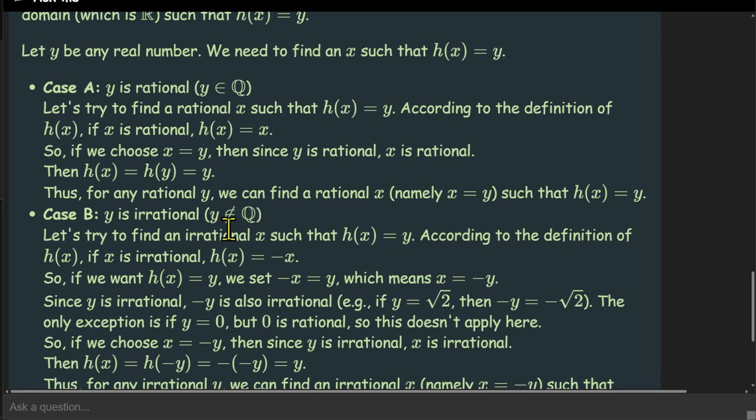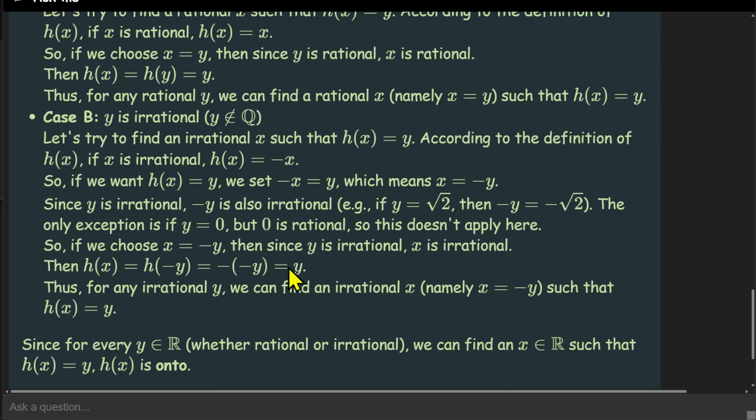Case 2: y is irrational, मतलब y does not belong to Q. Try to find irrational x such that h of x equal to y. According to the definition of h of x, if x is irrational, h of x equal to minus x. We want h of x equal to y, so minus x equal to y, which means x equal to minus y. Since y is irrational, minus y is also irrational. If y is root 2, minus y is minus root 2, that is also irrational. y equal to 0 is not possible since 0 is rational, so that doesn't apply here. So x equal to minus y, and since y is irrational, x is irrational. So h of x equal to minus x, that is equal to y. मतलब h of x equal to y आ गया. For any irrational y, we can find irrational x, namely x equal to minus y, so that h of x equal to y.